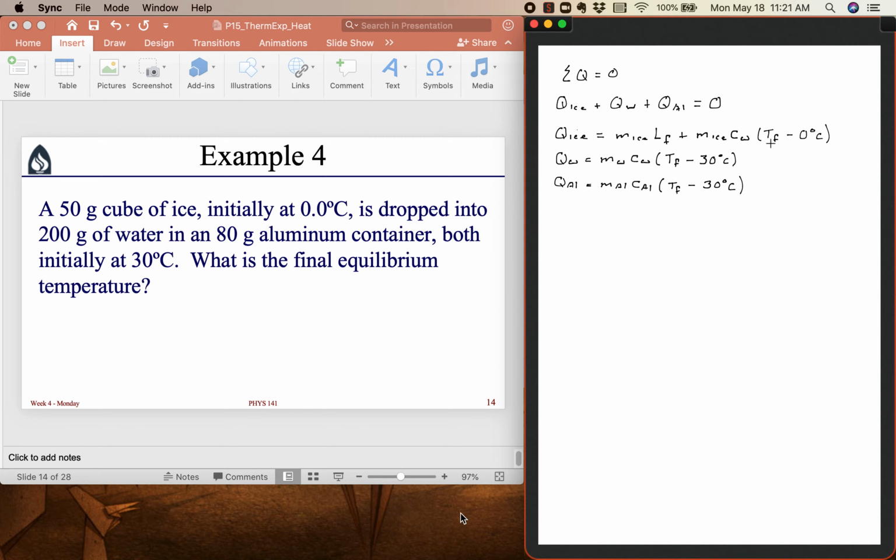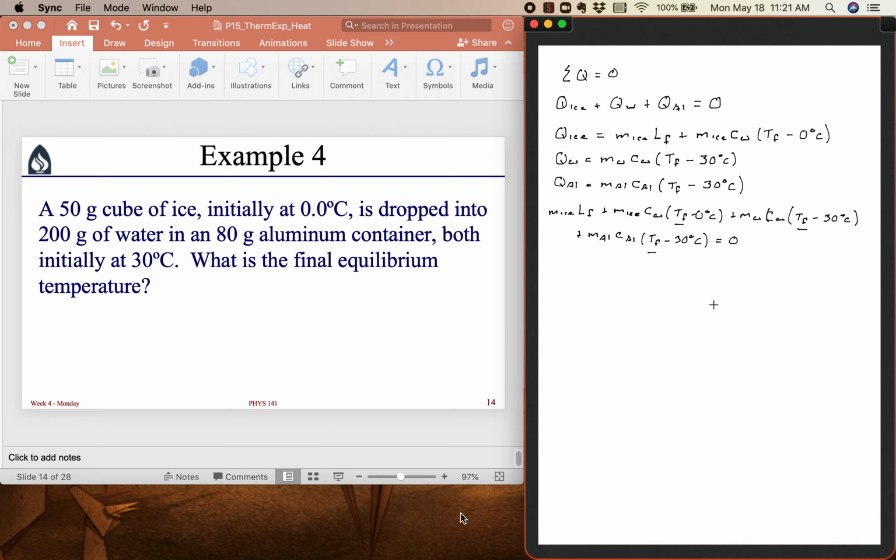All right, so I can sum these 3 things and set them equal to 0, and I want to find what is that final equilibrium temperature. So if I sum all of these terms together, then I would have the mass of the ice times the latent heat of fusion plus the mass of the ice times specific heat of water, T final minus 0 degrees Celsius, then the water term plus mass of the water, specific heat of the water times T final minus 30 degrees Celsius, plus the mass of the aluminum, specific heat of the aluminum, T final minus 30 degrees Celsius, and all of that sums to 0.